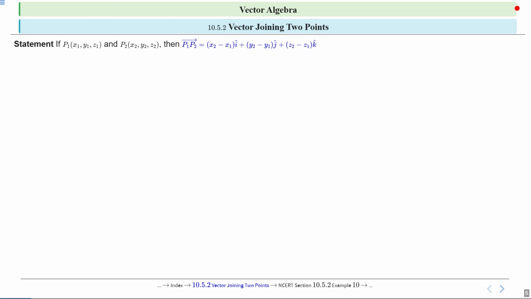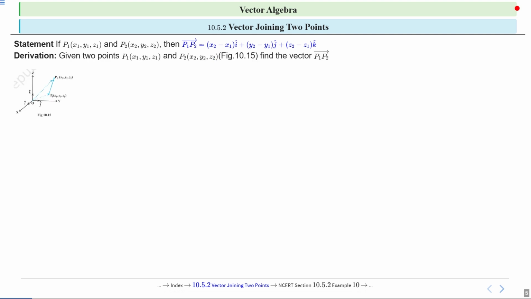NCERT section 10.5.2 vector joining 2 points. Statement: if P1 is x1 y1 z1 and P2 is x2 y2 z2, then vector P1P2 will be (x2 minus x1) i cap plus (y2 minus y1) j cap plus (z2 minus z1) k cap, right?